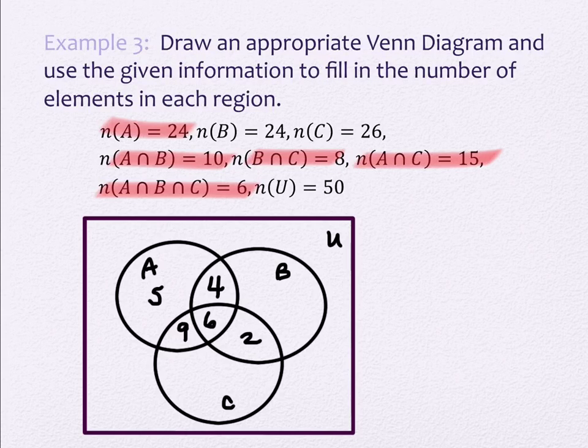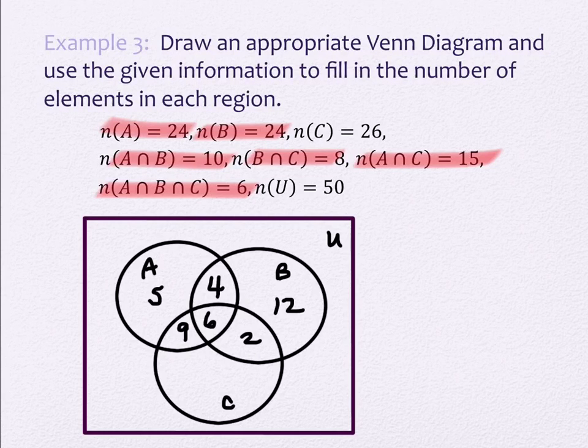Now I have N of B equals 24. Everything in circle B equals 24. Right now there is a 4, a 6, and a 2. That's 12. So how much is left? 12 in circle B. So that one's done.